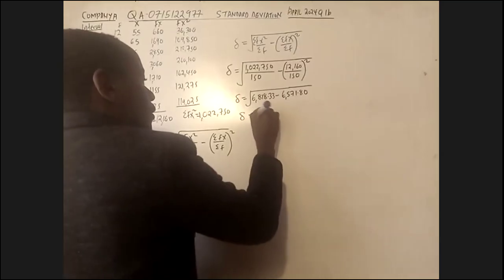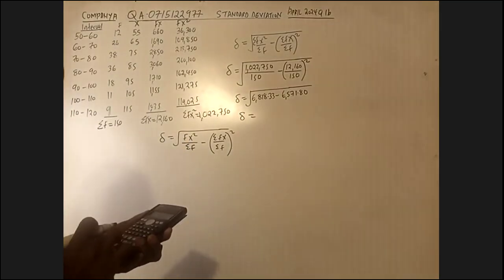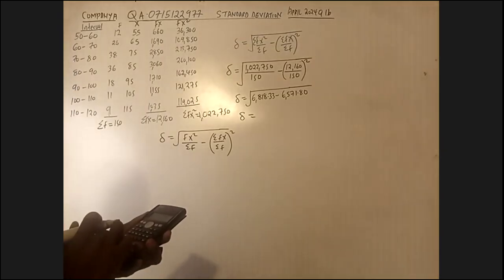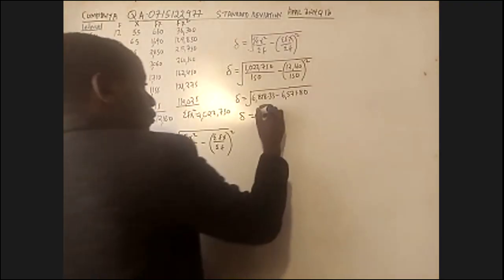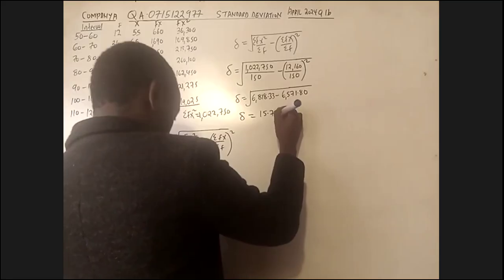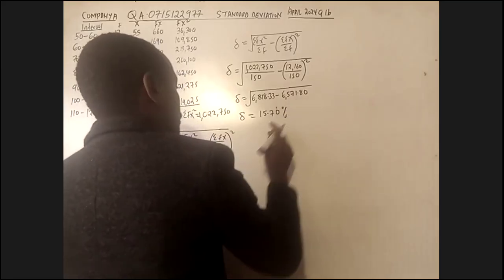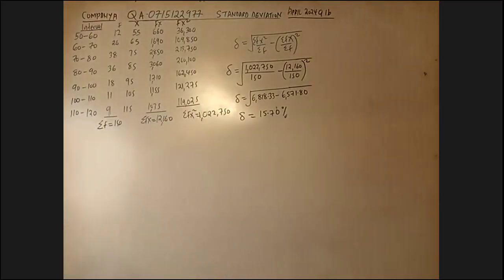Now the value is 6,818.33 minus 6,571.80, then we take the square root. So it is 15.71. That is our standard deviation for company A. We can go to company B.